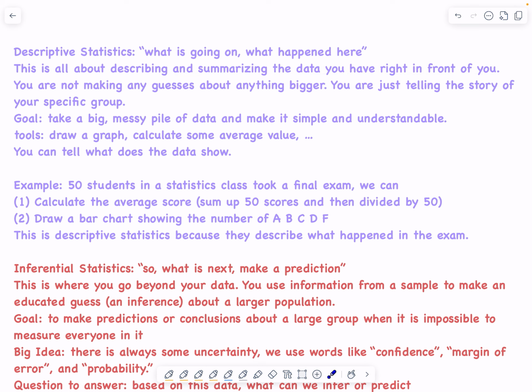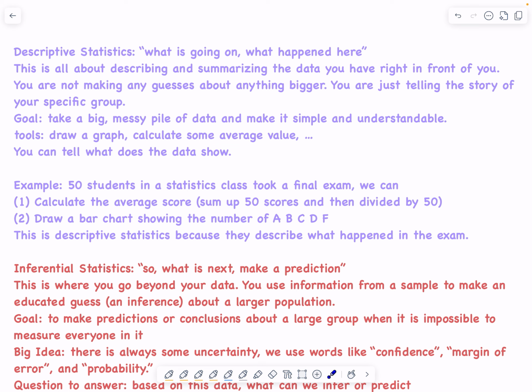So you have a piece of data, you can sort the data. So let's say you have 20 exam scores, you can sort the scores in ascending order or descending order, and then after that, you can analyze the scores. So you are not making any guesses about anything bigger, you are just telling the story of your specific group. So you have 20 scores, you can sort them, and then you can tell the highest score, the lowest score, or maybe most people score in this range, and not that many people score in that range.